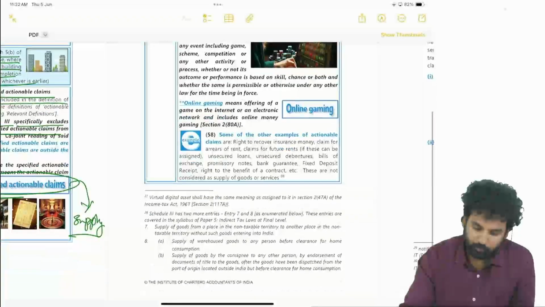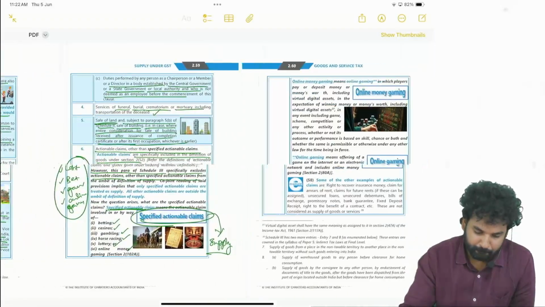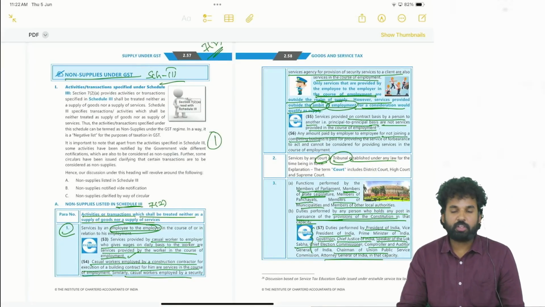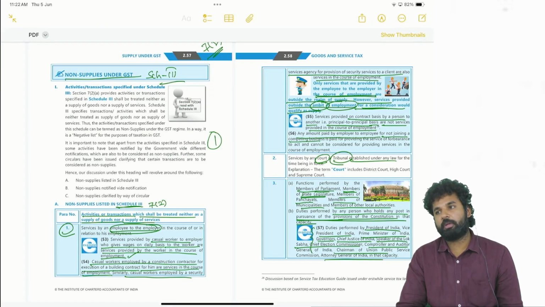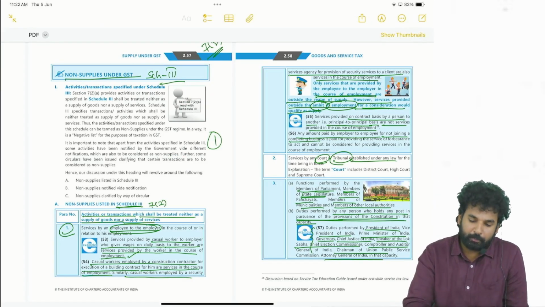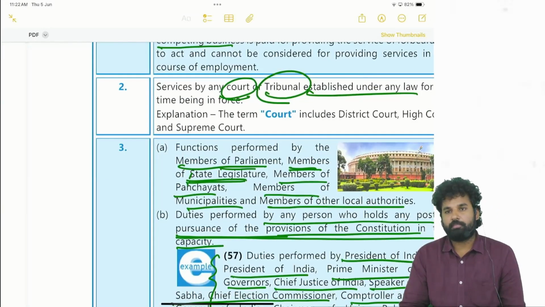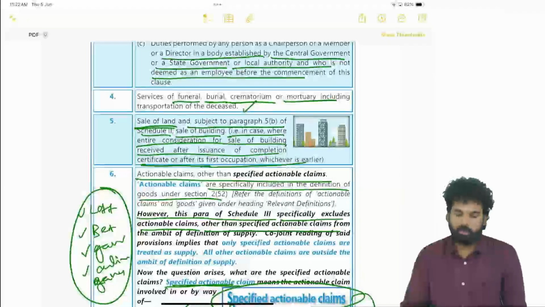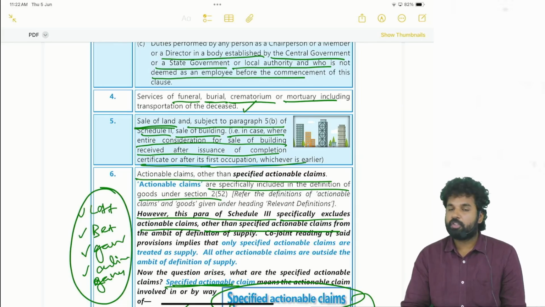Okay, right. Next, we have studied 6 points, 6 paras. First para is with respect to employer-employee relationship. Second para is with respect to courts, tribunals. Third para is with respect to functions of MPs, MLAs, public representatives, and honorary posts or constitutional posts. Fourth point is funeral, crematorium, burial. Fifth point is with respect to sale of land, sale of building. And the sixth point is with respect to actionable claims other than specified actionable claims. So these are the 6 paras of schedule 3. Schedule 3 means negative list. So these are outside the ambit of GST.